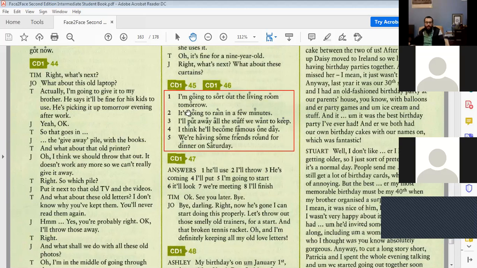So this one, how did he say it? I'm going to. Okay, let's listen to the second one.